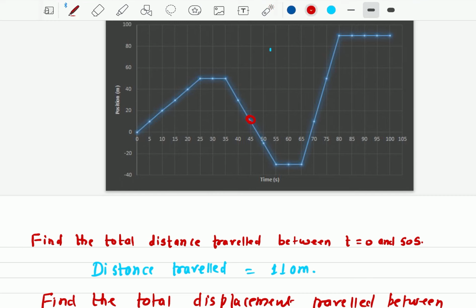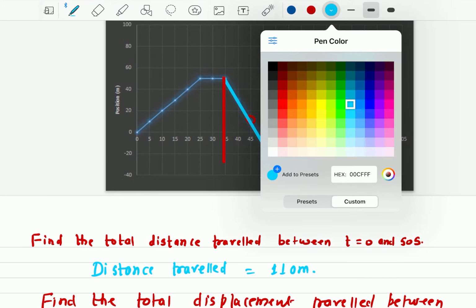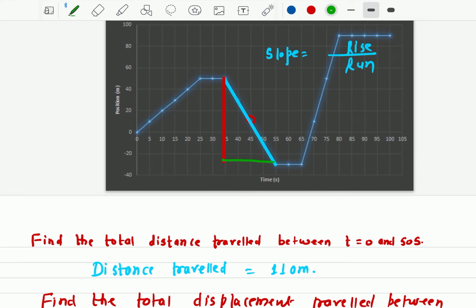Okay, the slope, remember the formula for the slope is rise over run. Just to make life simpler, I'm going to use this segment here, and in this case my rise is this length here. That's my rise, and my run would be this length here. This should be my run.